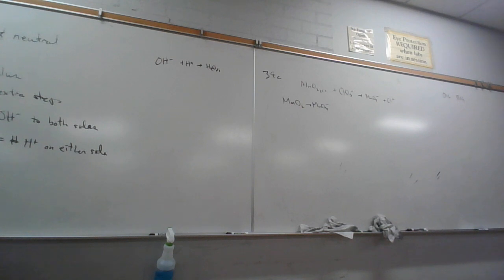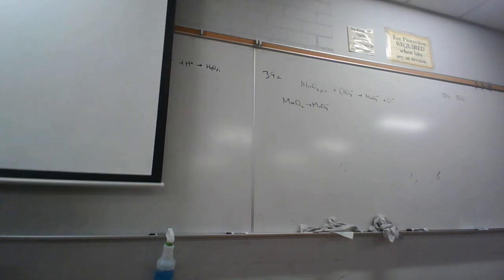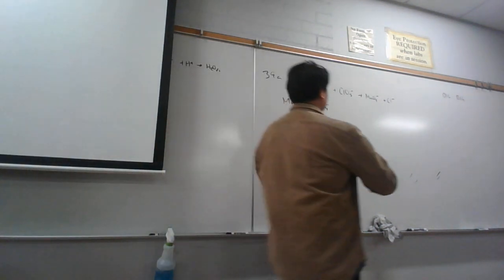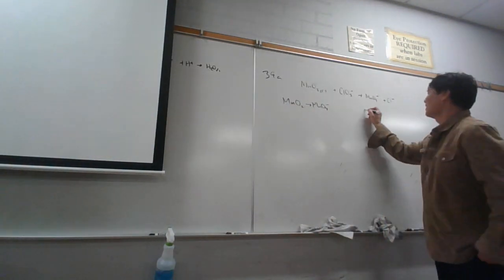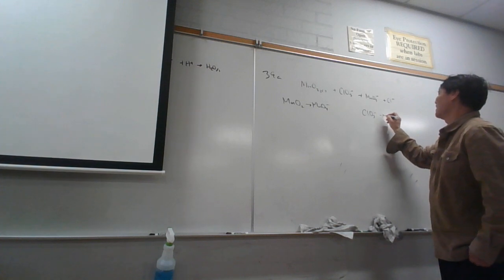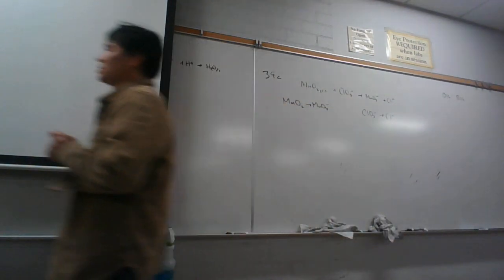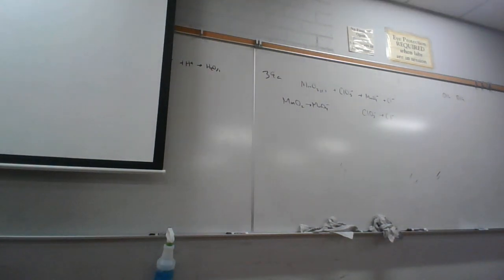So the first thing I do is I look. If this is one of the ones off the chart, then I should save a lot of time. Likewise, I do the same thing for the other half. The other half is chlorate goes to chloride. I look, is this one on the chart? So let's just take a quick look at the chart and see. I'll post that.